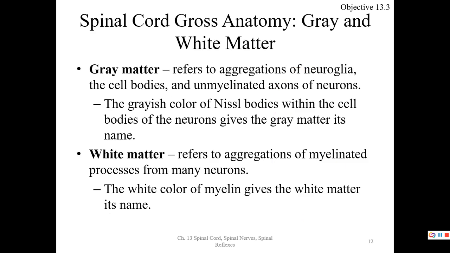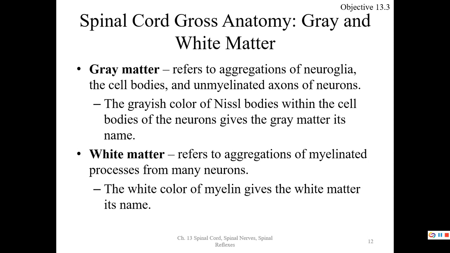Okay. Now, gray matter, these are aggregations. These are neuroglia, cell bodies, and the axons that are present are unmyelinated. Why is it gray? Because of the Nissl bodies. The Nissl bodies give us our gray color. This is where we make many of our neurotransmitters, especially our peptide-based neurotransmitters.